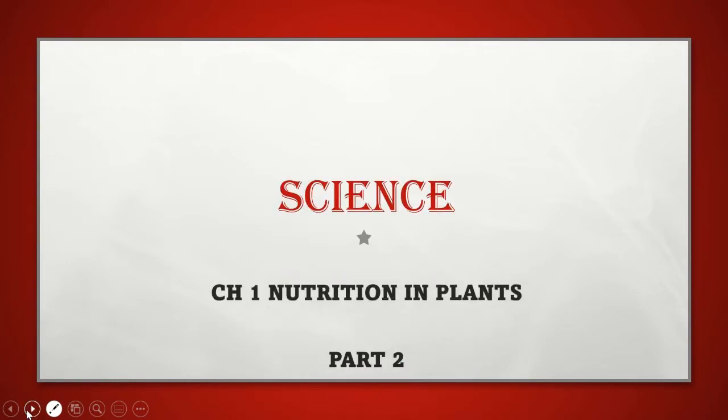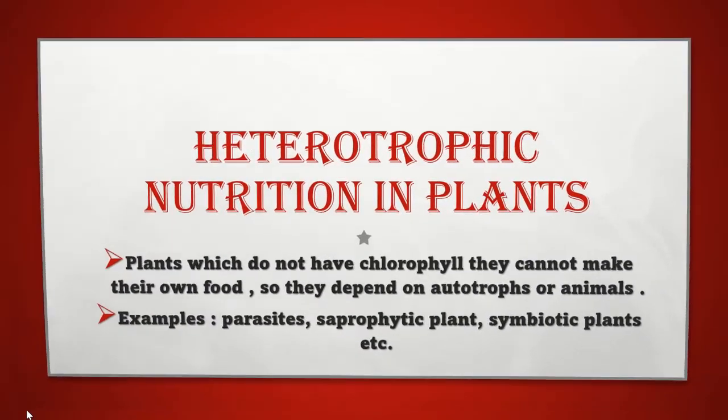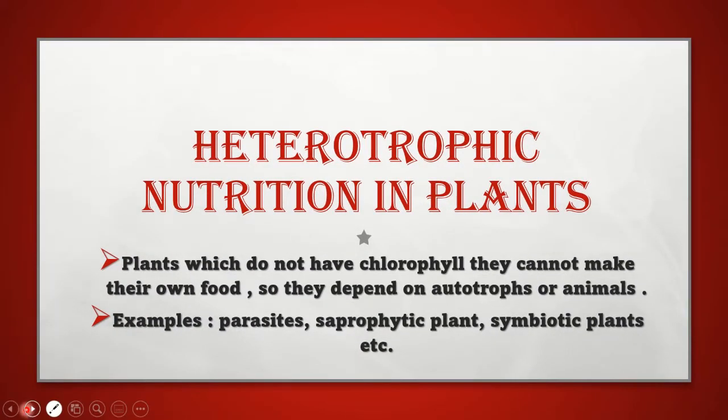Today we will learn Science chapter number 1, Nutrition in Plants, part 2. In part 1 we learned how autotrophs, meaning green plants, make their own food, and we learned about the process of photosynthesis. And today we will learn heterotrophic nutrition in plants.